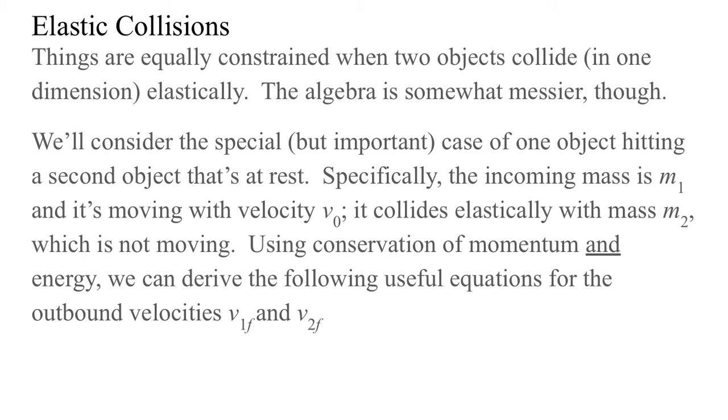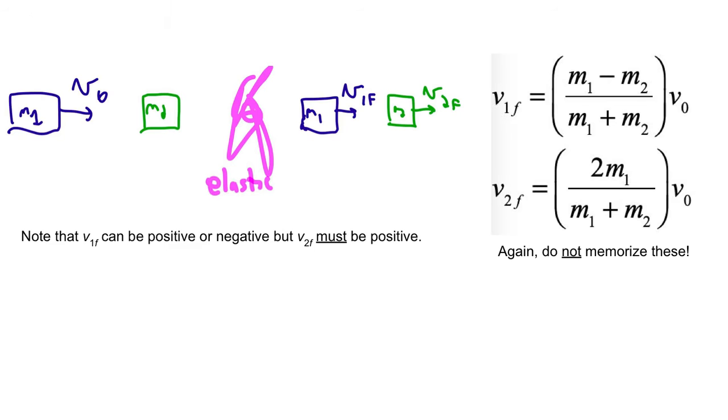Using conservation of momentum and energy, we can derive the following useful equations for the outbound velocities v1f and v2f. v1f is the difference of the masses over the sum of the masses, with m1 minus m2 being the important part, all times the original velocity. And v2f is twice the mass of the inbound object over the sum of the masses, all times the velocity.